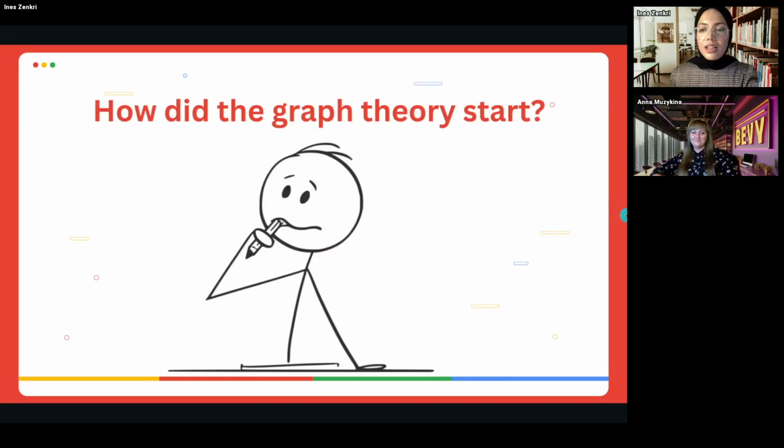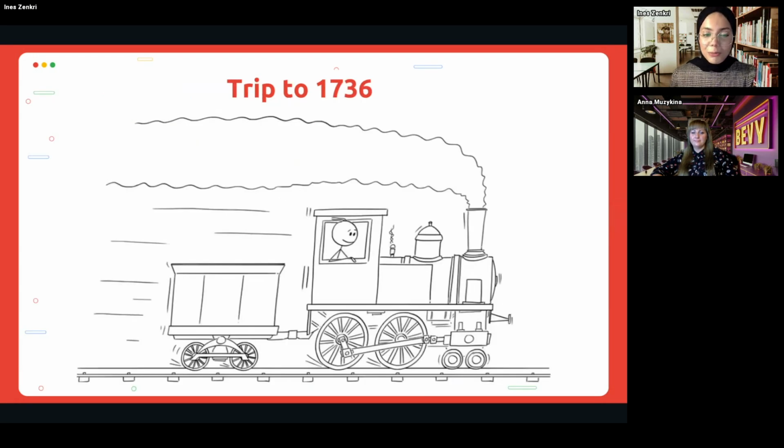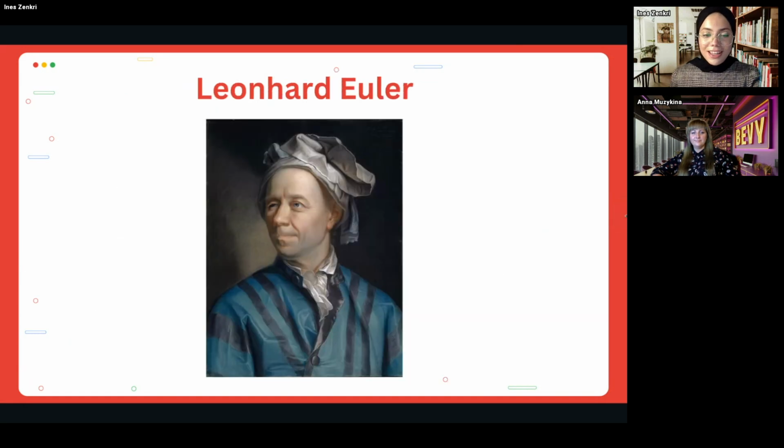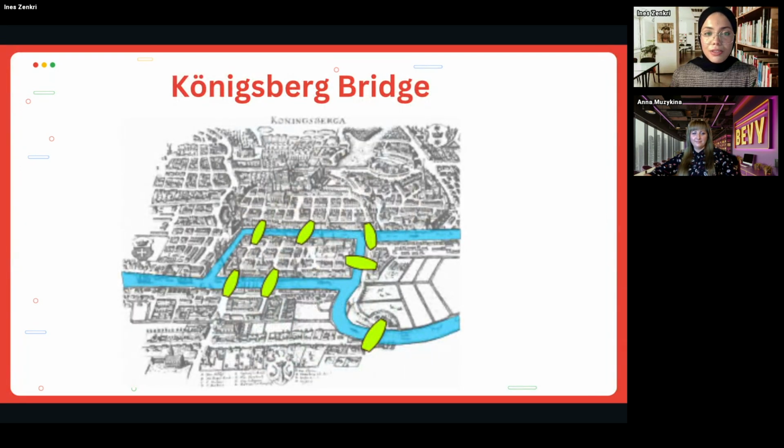Well, first of all, how did the whole graph theory start? In order to answer this question, let's travel back in time to 1936 and meet the great mathematician Leonhard Euler. Well, Leonhard was living peacefully in Basel, creating great mathematical equations and building also the exponential notation, till he heard about the Königsberg Bridge problem.